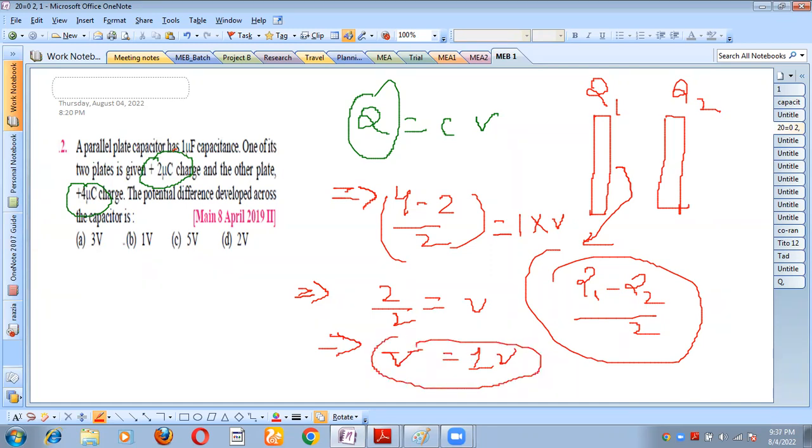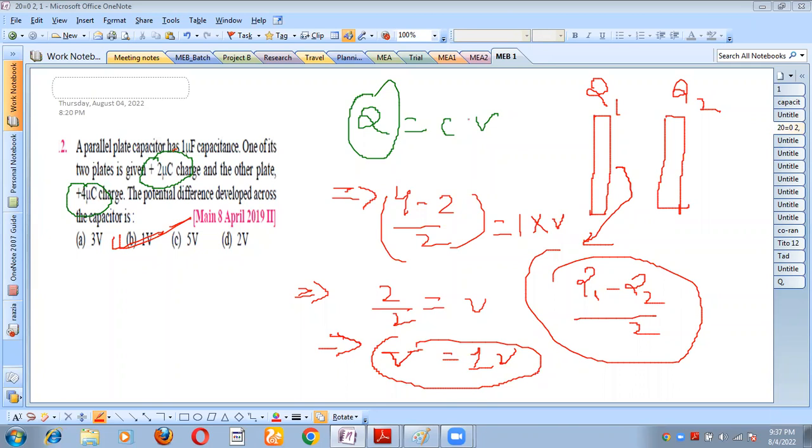So Kulsum, you were right. The correct answer is 1. Have you done the same way? Yes, sir. The same. Krishna, where did you go wrong? What happened? Sir, I didn't know how to calculate the Q. Okay, so now understood how to find it.